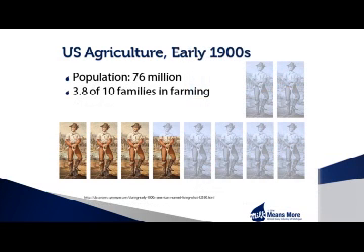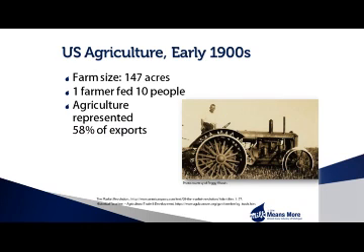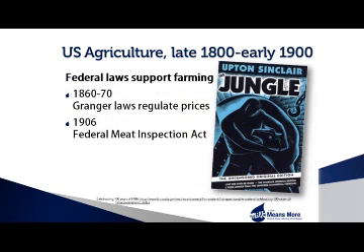By the 1900s, the population had grown to nearly 76 million. Only 38% were farmers. Average farm size fell to 147 acres. At this point, a single farmer produced enough to support another 10 Americans, as well as to export. Agricultural products made up only 58% of U.S. exports. The federal government passed laws supporting agriculture.